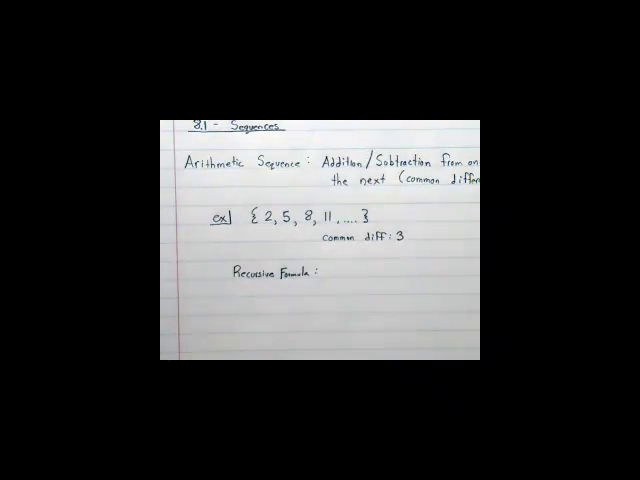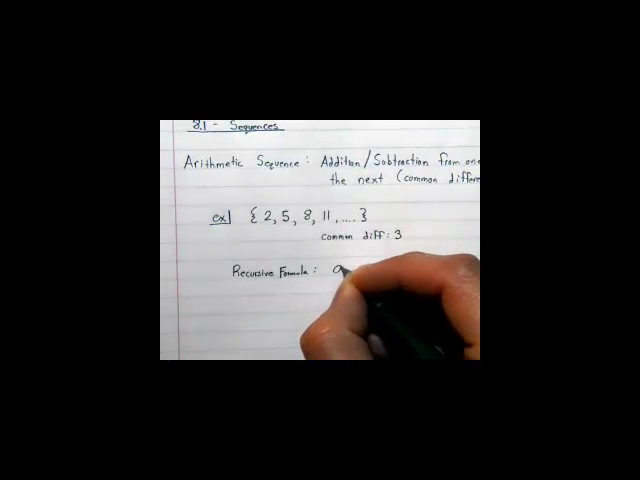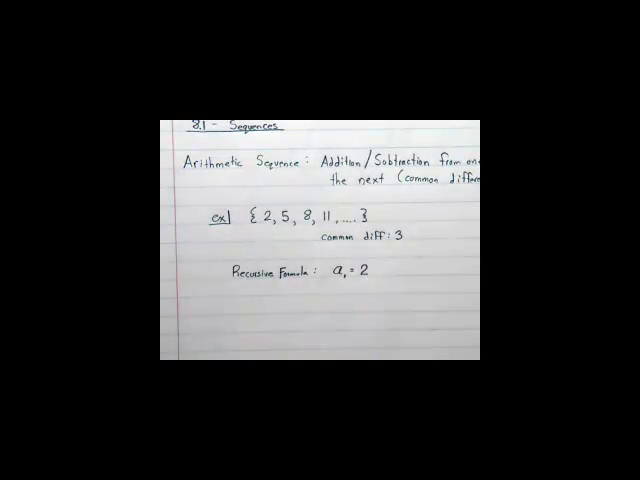And again, this is mostly just getting this notation down. We'd say a sub 1 equals 2. We use the letter A to denote each term in the sequence, and the little subscript next to the A is which one in the sequence it is. So this is a sub 1, this is a sub 2, this is a sub 3, a sub 4, etc. So a sub 1 equals 2.